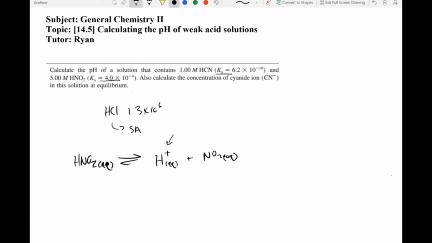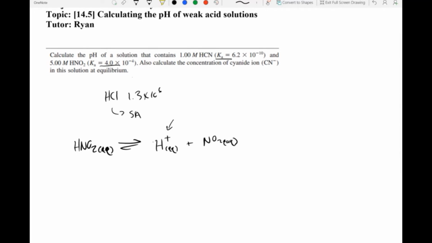The reason being is because the Ka value of HCN is so small that we could essentially ignore it and just focus on the stronger acid, in this case being HNO2. So when we perform an ICE table on this compound, you know that initially you have, according to the problem, 5 molar of HNO2, and we're going to have 0 of H plus and NO2 minus.